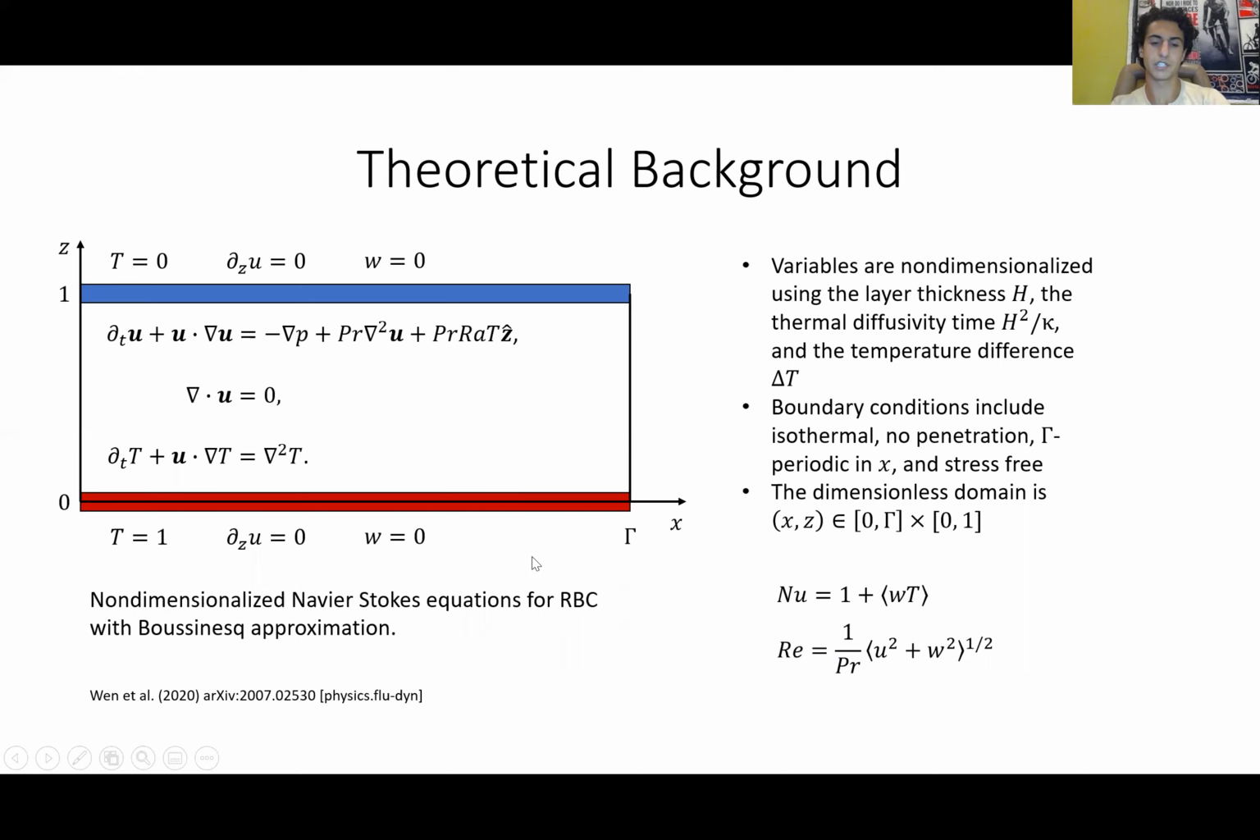The natural boundary conditions in our problem include a fixed temperature difference between the top and bottom boundaries. Mainly the bottom one will be hotter than the top one. No penetration boundary conditions, which means that the fluid cannot escape our problem, and that it's gamma periodic in x, meaning that a point along this horizontal boundary will continue over on this one. So our problem is continuous in our domain. The boundary condition we choose to study in the problem is the no stress boundary condition, denoted by these partial derivatives going to zero at the boundaries.